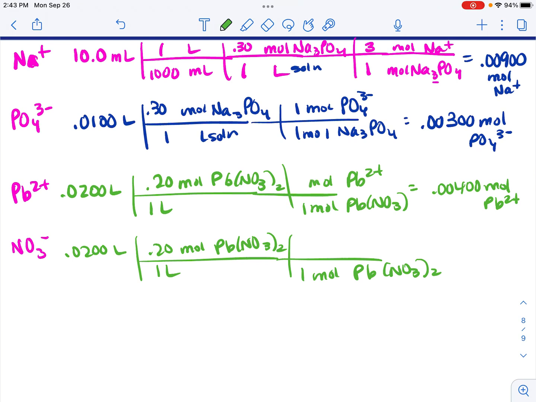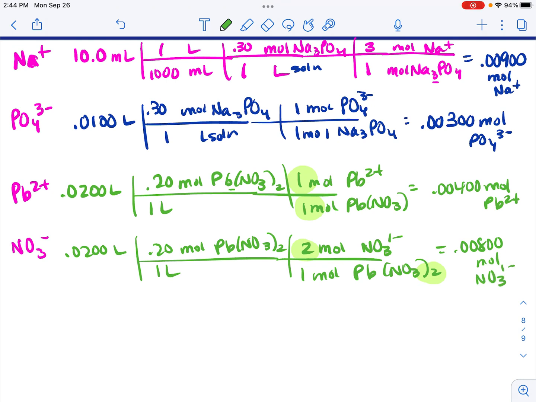In lead 2 nitrate, there's 1 mole of lead and 2 moles of nitrate ions. Okay, so my answer was correct because I took it off of my answer key that I made, but my work was incorrect, so please make sure that you fix that. For every 1 mole of lead 2 nitrate, there is 1 mole of lead 2. And for nitrate, for every 1 mole of lead 2 nitrate, there are 2 moles of nitrate. And that gives me 0.00800 moles of nitrate ions.